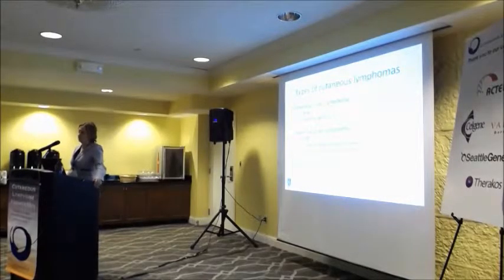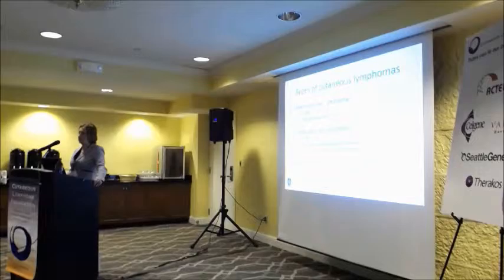So what are the types of cutaneous lymphomas? Well, there are two big categories, the T cell lymphomas and the B cell lymphomas. T cell lymphomas are the most common. They're about 75% to 80% of the lymphomas. And within that category, the most common T cell lymphoma is mycosis fungoides. So the majority of patients with cutaneous lymphoma will have mycosis fungoides.